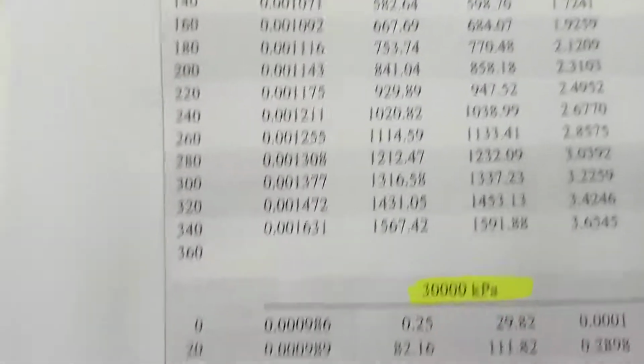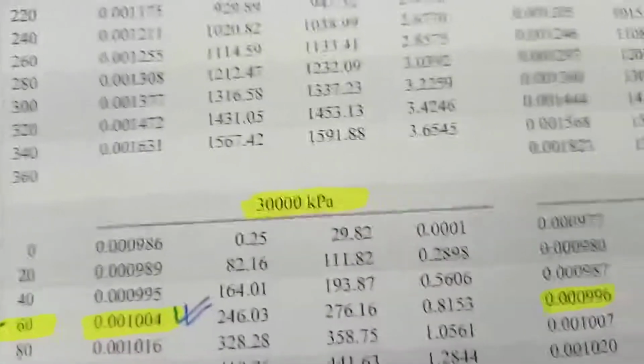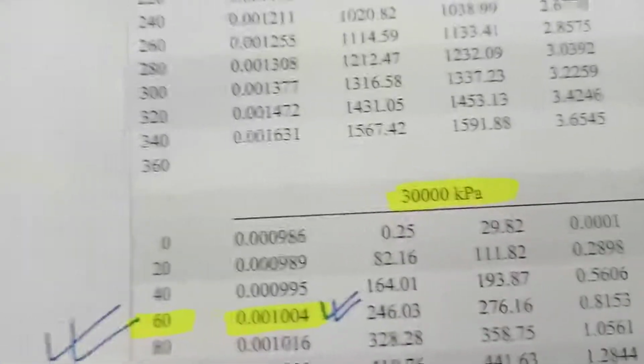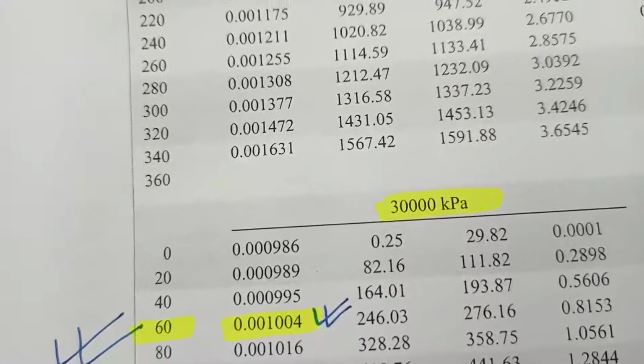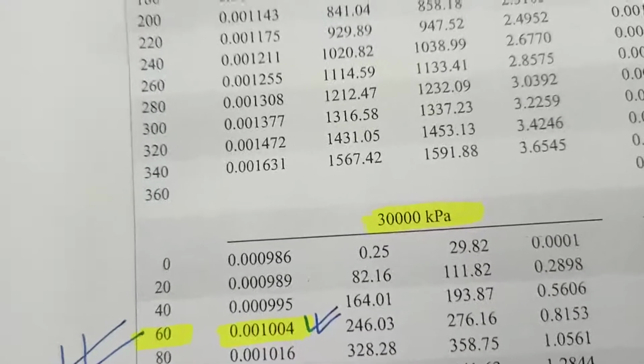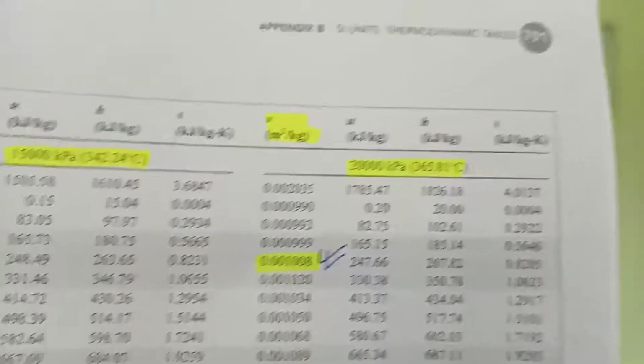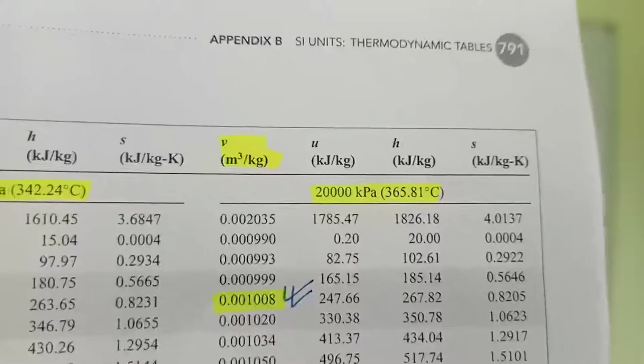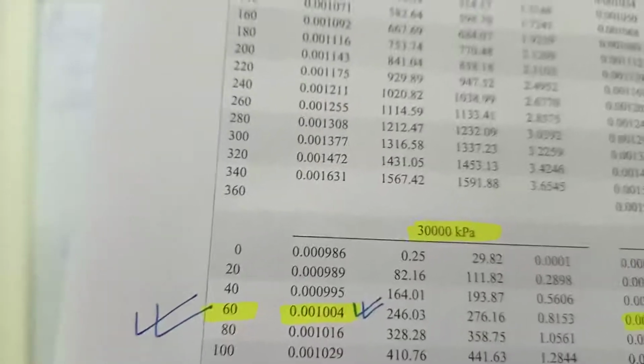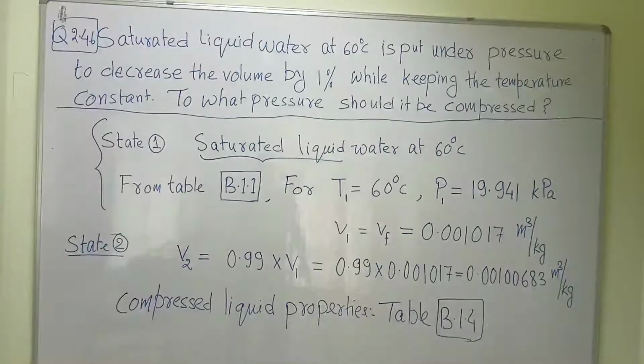If I go to the bottom, I will see another similar thing at 30,000 kilopascal. The specific volume at 60 degrees centigrade is 0.001004 meter cube per kg. So by looking into the table, I can see that the pressure range will be from 20,000 kilopascal to 30,000 kilopascal. Within that range, our specific volume is there. That's state 2. So first I look into the table and then let me do the further calculation.